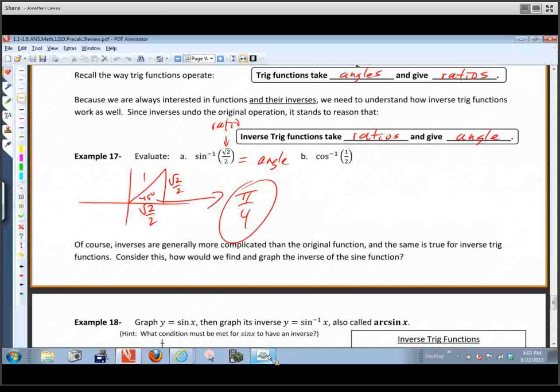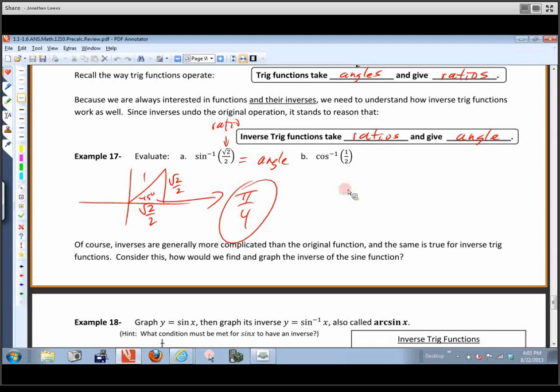And let's take a look here. So we left off on this problem right here. We were talking about the inverse sine function and how we plug in a ratio and we get out an angle. And we ended up with pi/4 for the answer on this particular problem.